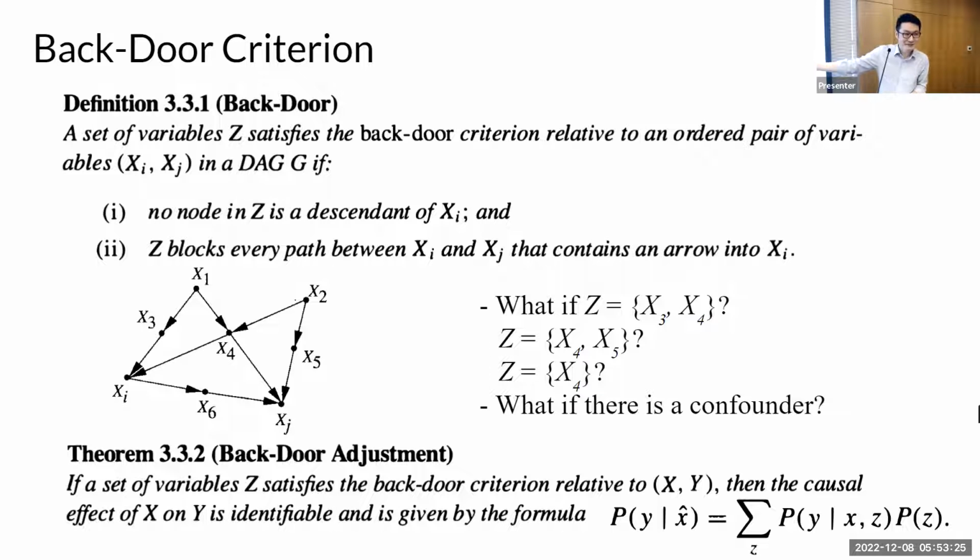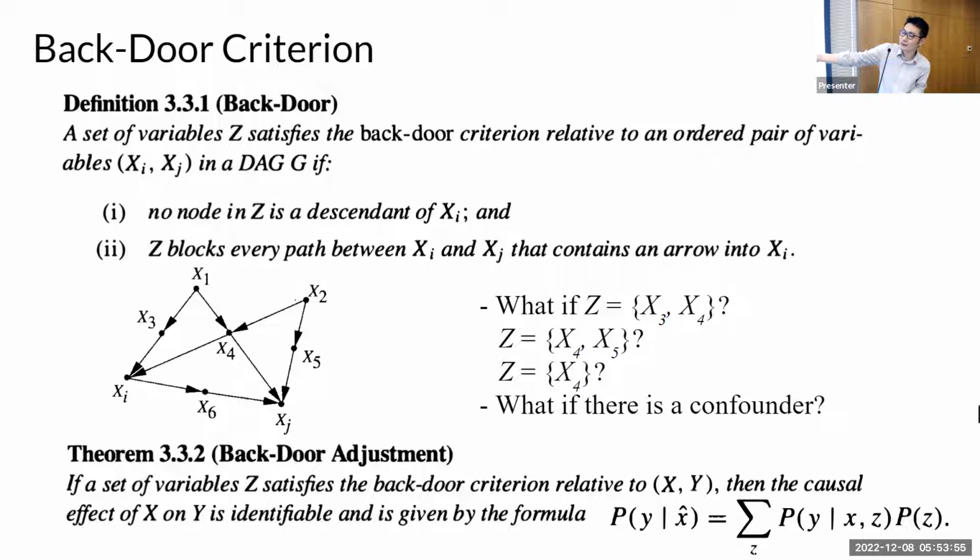Which path is not blocked? You can see the path. Well, a path is basically a concatenation of different causal edges. So now, what if we have this one: Xj, X5, X2, X4, X1, X3, Xi.